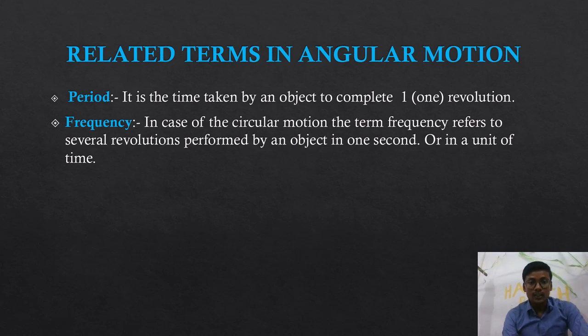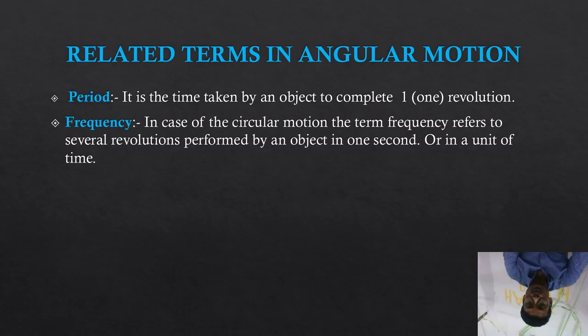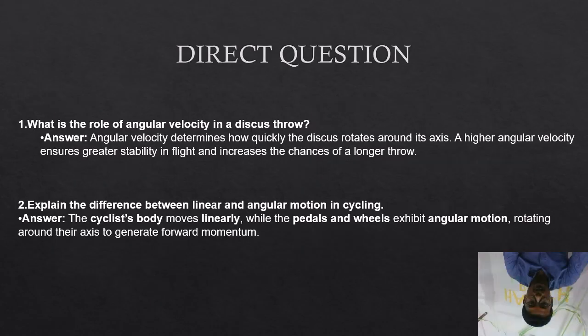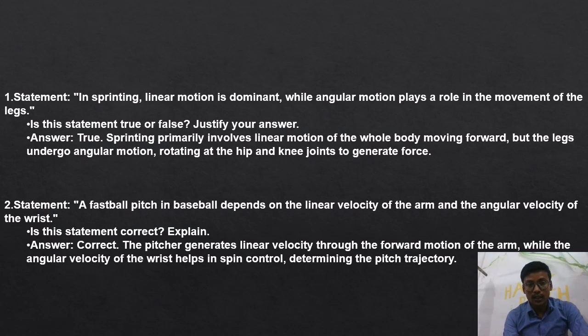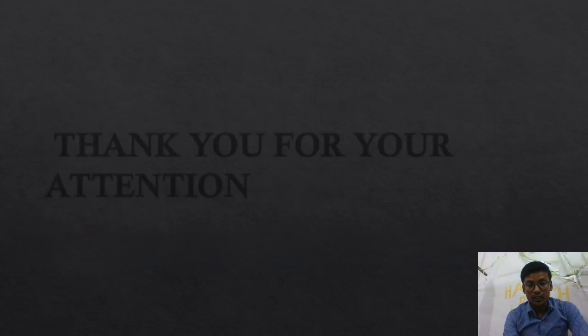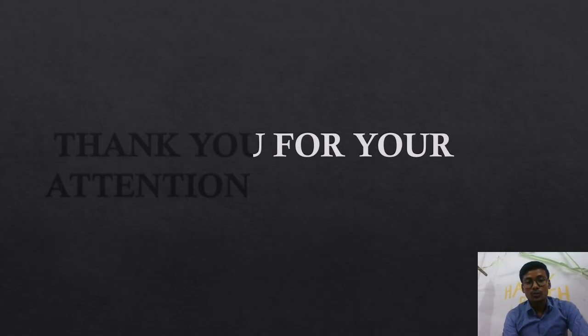The next related terms in angular motion are period and frequency. Period is the time taken by an object to complete one revolution, and frequency refers to the number of revolutions per second. So next up, the NET questions. You can see here these are all NET-related questions. Watch them carefully and try to solve them.